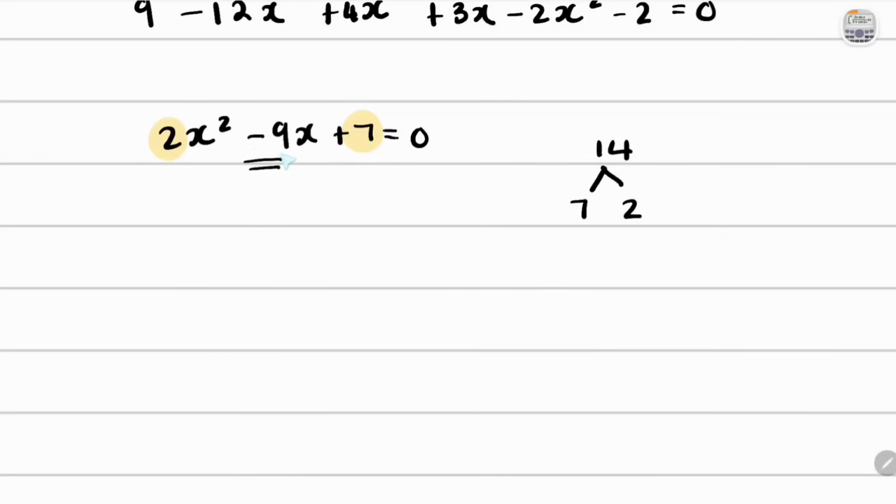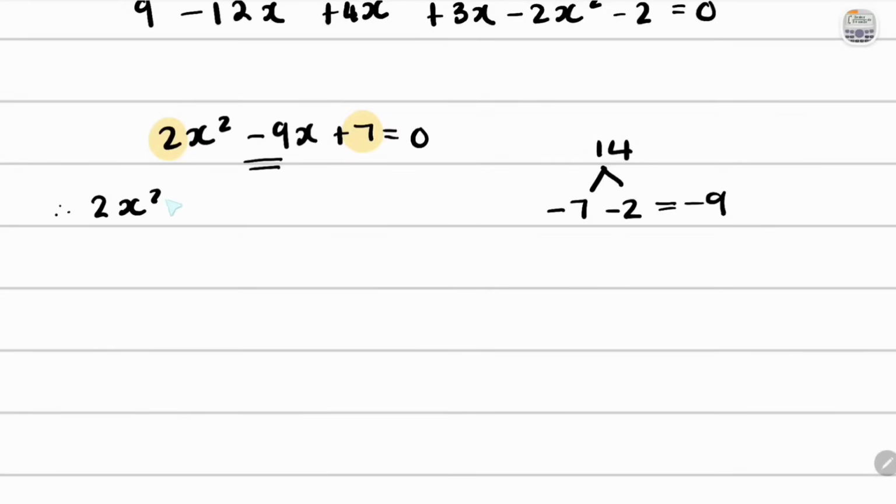Okay, but do you see that this is negative? So the only way that that could stay negative when added together, but at the same time stay positive when you multiply them together, is if they were both negative. So negative 7 times negative 2 is positive 14, but negative 7 minus 2 is negative 9. Okay, so this is how we're going to rewrite this here.